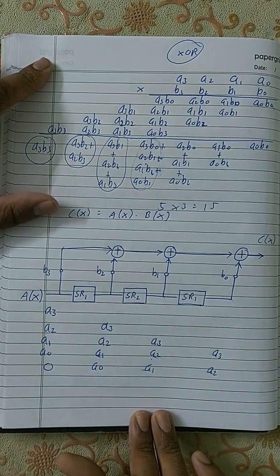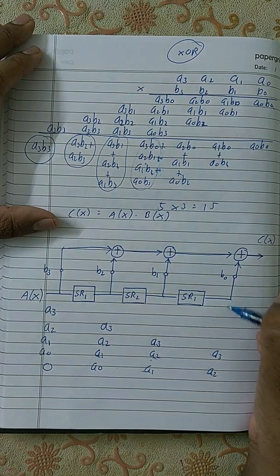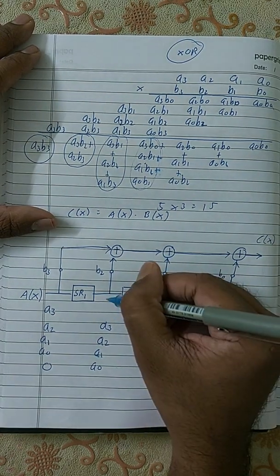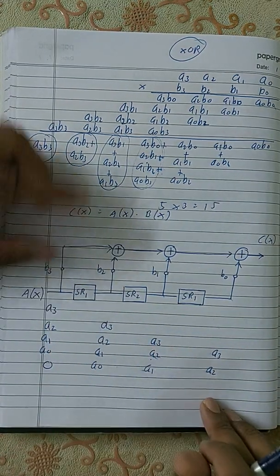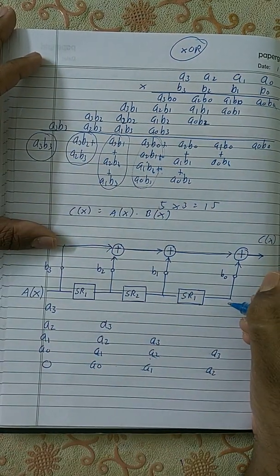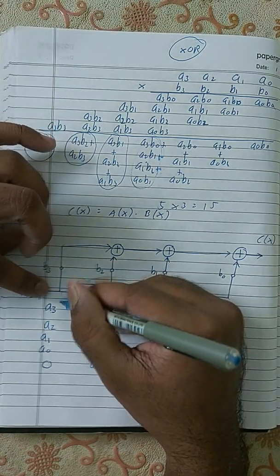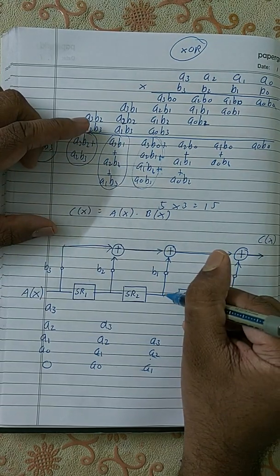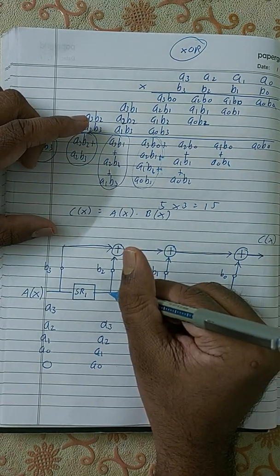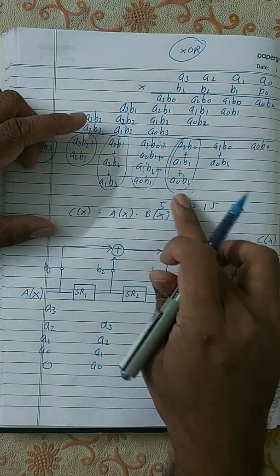shift registers. So here it will become A2, here it will become A1, here it will become A0, and here it becomes 0. So the answer you will get is A2 B0 plus A1 B1 plus A0 B2 plus 0. So you will get only these 3 answers: A2 B0, A1 B1, and A0 B2, which is exactly the answer you'll get over here. This is the coefficient you'll get.